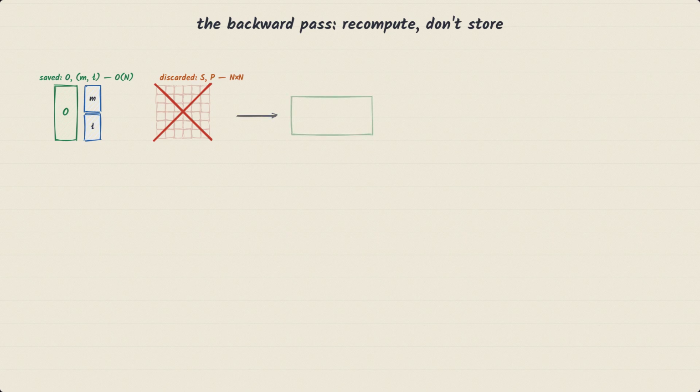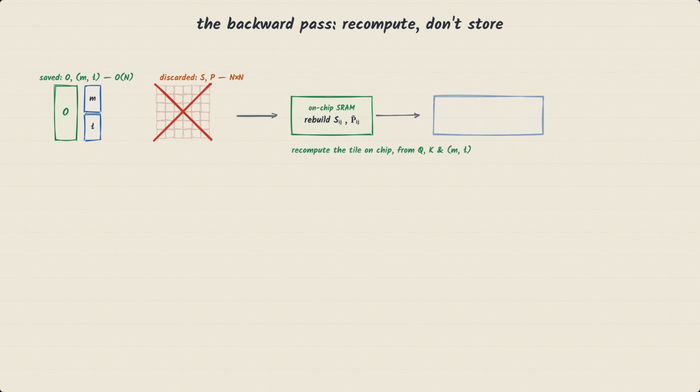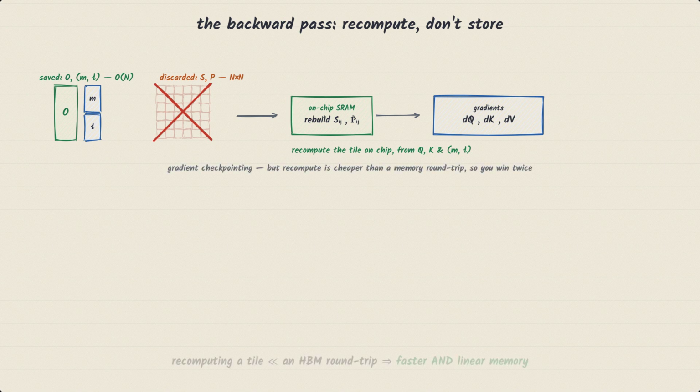It turns out that's enough to rebuild any tile of the scores and probabilities on the fly in SRAM during the backward pass. Recompute the tile, use it, throw it away. This looks like gradient checkpointing. Trade compute to save memory, but there's a twist. Recomputing a tile in fast SRAM is so much cheaper than a round trip to slow HBM that you don't actually trade. You save the memory and you come out faster, both at once.